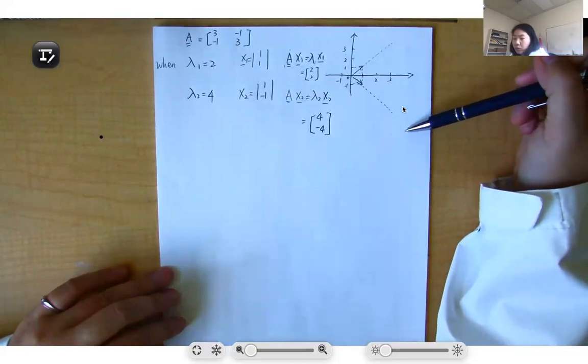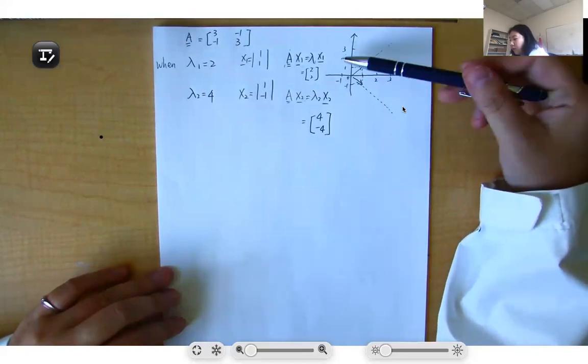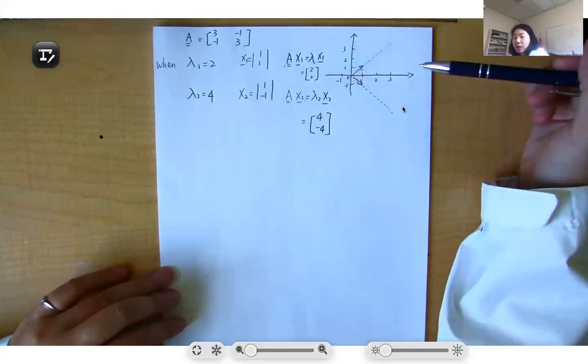So I wanted you to have some sense that the eigenvalues and eigenvectors can be related to the stability of ordinary differential equations. Okay.